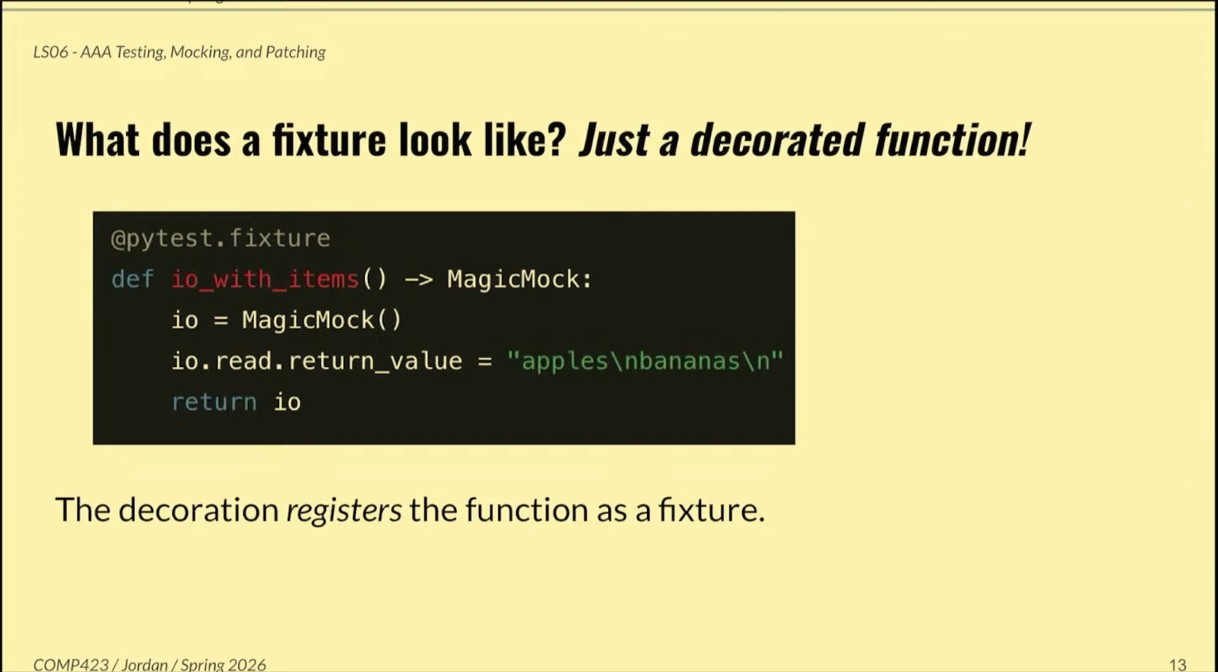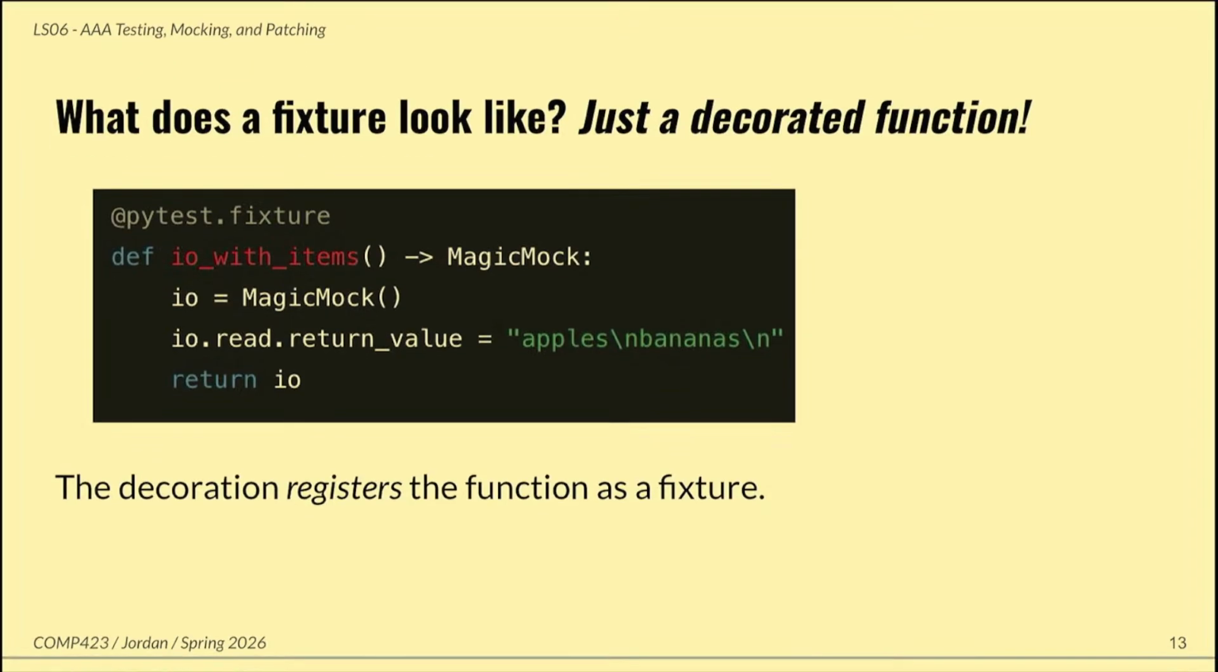And we looked at an example on Wednesday where we set up a mock and we set its return value for reading our data to be a string with 2 lines in it. Here, apples and bananas separated by the new line. Right? So you can imagine wanting to use this same fixture across many tests in your test suite. So how will we actually use this fixture?